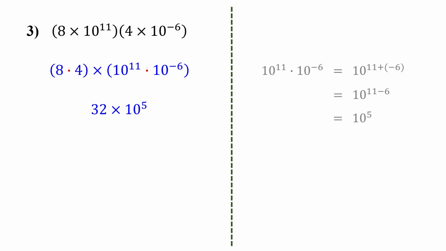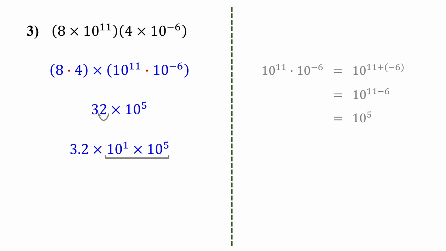Now check the number part. This is important, so pay close attention. Notice that 32 is not between 1 and 10. That's too big. So this is not in proper scientific notation yet. Here comes the extra adjustment. We need to rewrite 32 itself in scientific notation. Here's how. Move the decimal point 1 place to the left. That gives us 3.2, which is between 1 and 10. But since moving the decimal point 1 place to the left makes the number smaller, we must multiply by 10 to the first power to keep the same value. So 32 is the same as 3.2 times 10 to the first power.